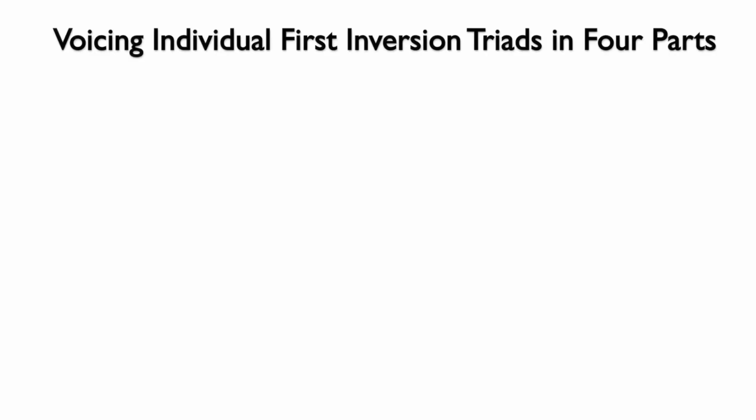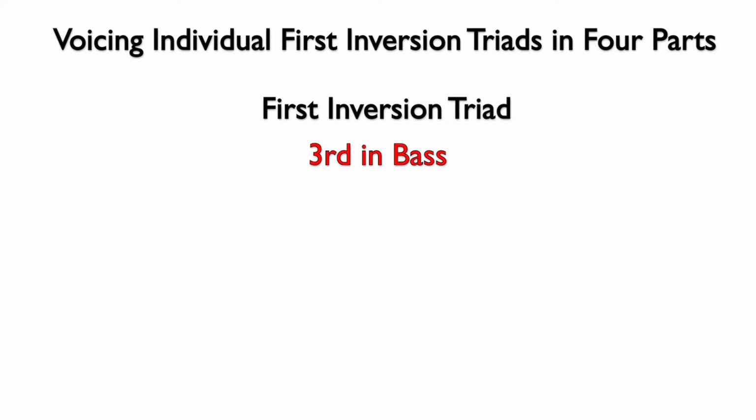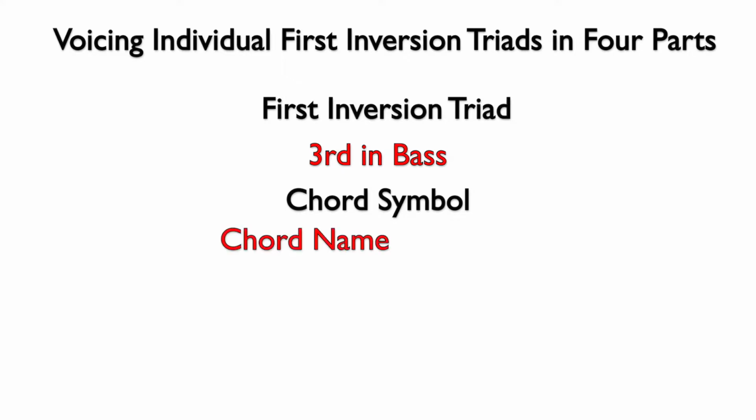Continuing our study of part writing, we will now move on to first inversion triads. For a first inversion triad, the third of the chord is in the lowest voice. This is typically the bass, so it will be referred to as the bass from here on. The chord symbol for our first inversion triad includes the name of the chord with a slash. The name of the bass note is written to the right side of the slash.